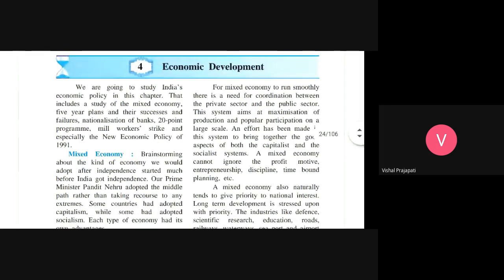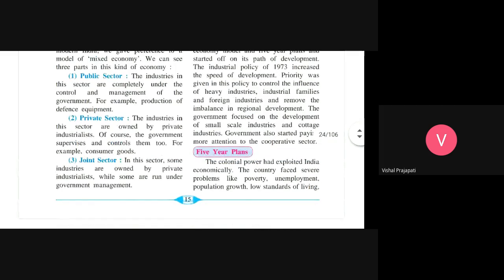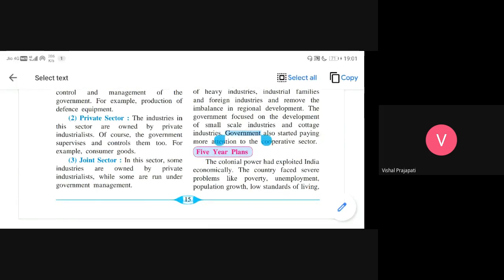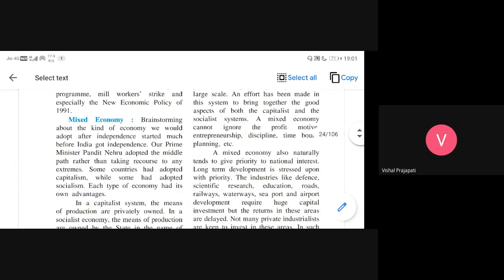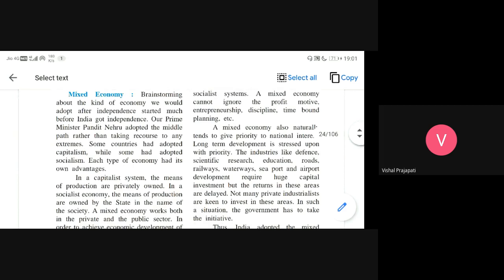All right, so guys, in economic development, we have completed the mixed economy in detail, up to this, right? We studied what we are going to see in this chapter. We studied what the condition was when we became an independent nation.